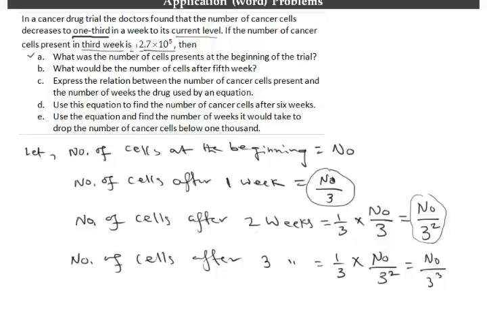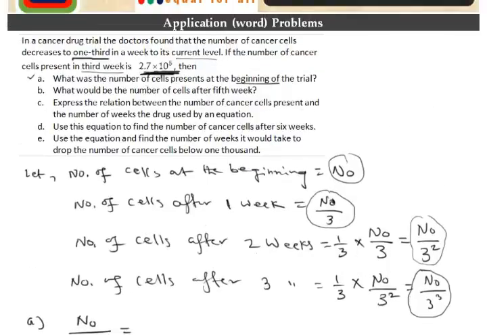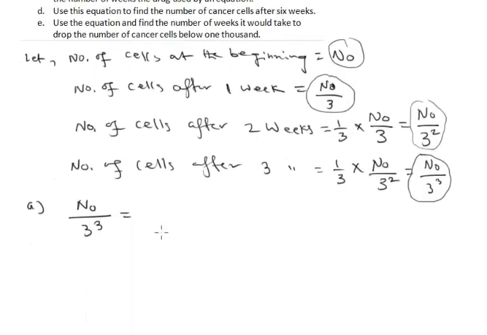Now we are told that the cancer cells present in the third week is this. So that means N0 divided by 3 cube is this. From there we need to find the number of cells present at the beginning, that is, from there we need to find the value of N0. So question A, N0 divided by 3 cube is this value, this number of cells, 2.7 times 10 to the power 5.